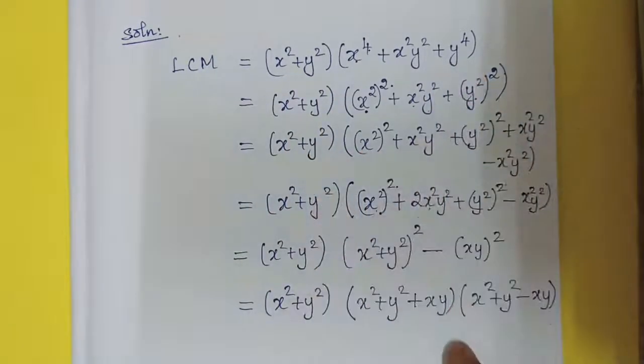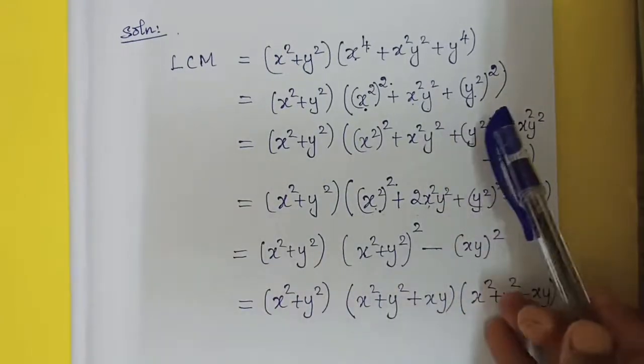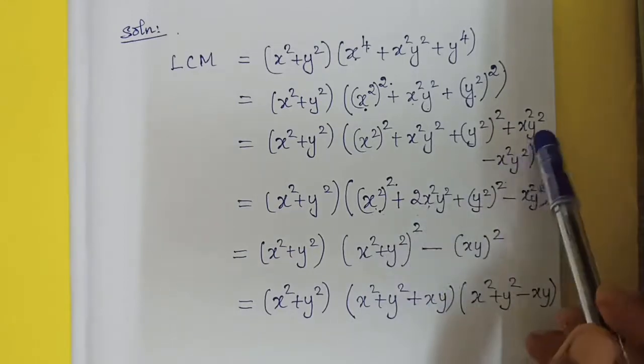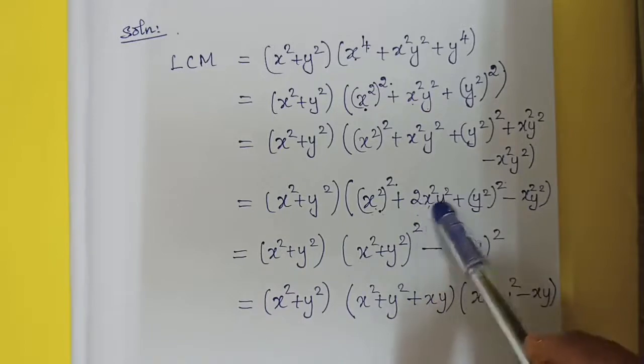We derived up to this. It's very easy. The main thing is that we are getting the arrangement for (a + b)². So we are just adding one term and subtracting one term, then only we can get this 2x²y².